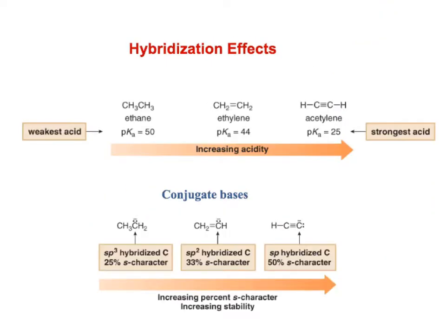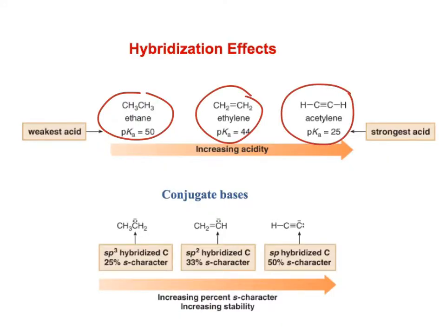The last effect we will learn about is the hybridization effect. Comparing ethane to ethylene and acetylene, their respective pKa values tell us that acetylene is the most acidic, having the lowest pKa number. To explain this, we will look into the conjugate bases. The negative charge is localized on a carbon, but all those carbons are different. In this case, we have sp3 carbon, here it is sp2 carbon, and finally here we have sp carbon.